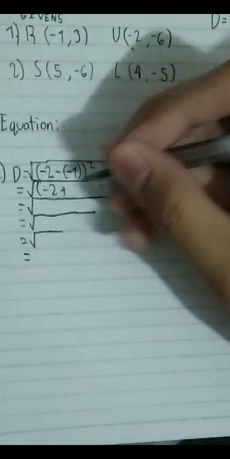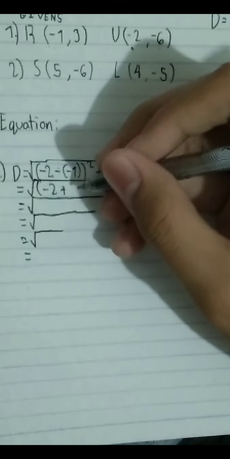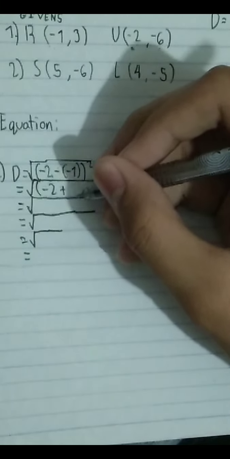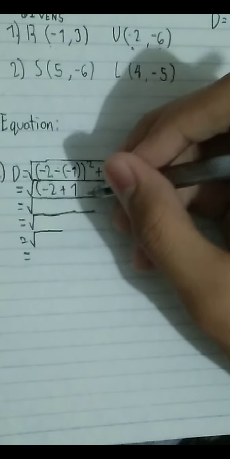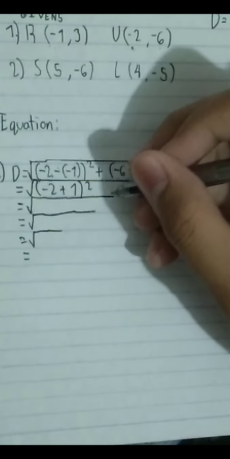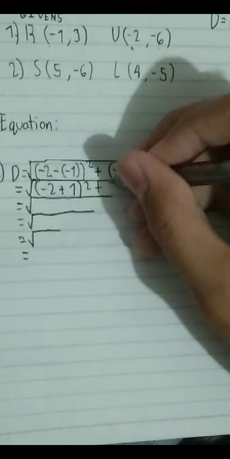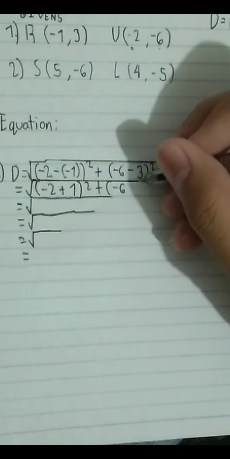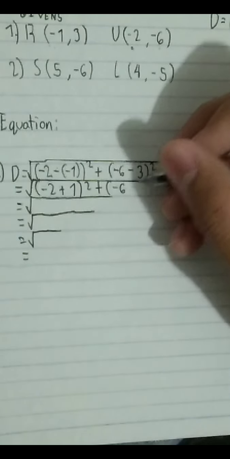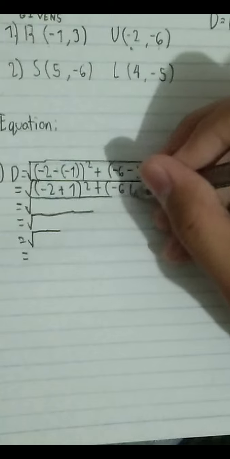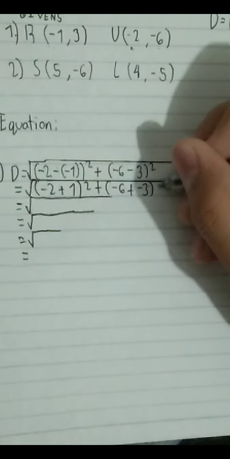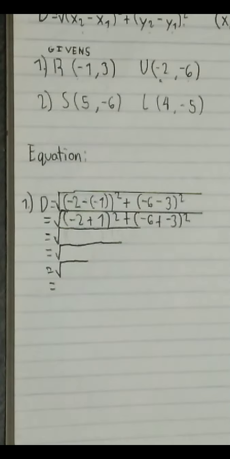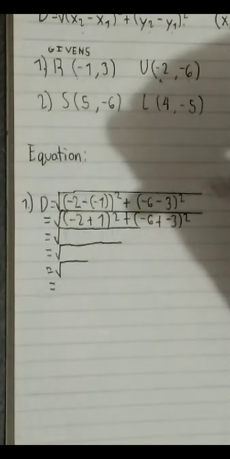So next, quantity negative 2, then change to addition, then change the sign of 1 to positive, so it will be positive 1, then squared. Next, quantity negative 6, change it to addition, then change the sign of 3, so it will be negative 3, then squared. So next, let's add it now.